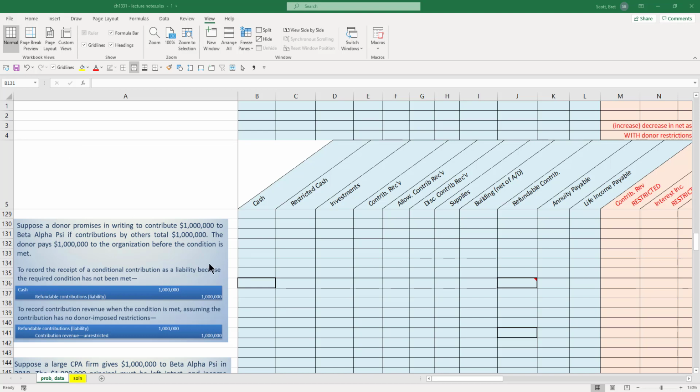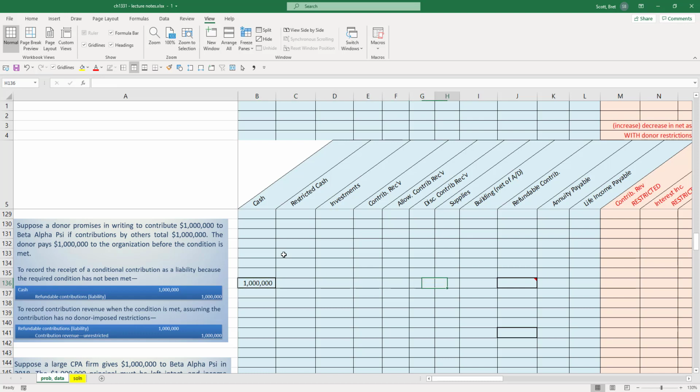So in this case, a donor promises in writing, which is legal, to contribute $1 million if contributions by other people totals $1 million. So this is a promise, right? Like most of our promises, but we have to be very careful about this. If we receive the actual cash in advance, we will acknowledge that we received $1 million.